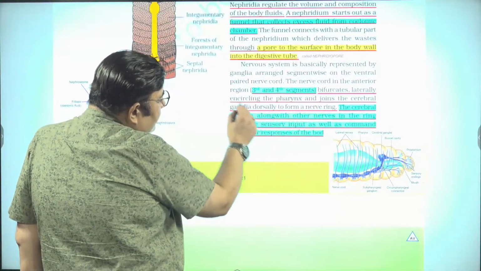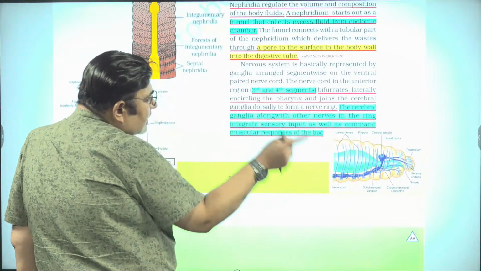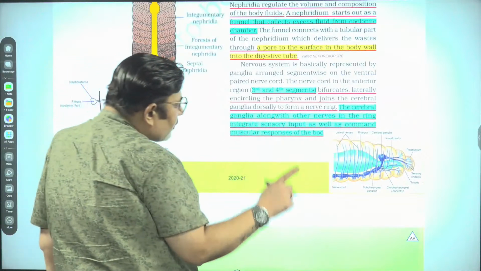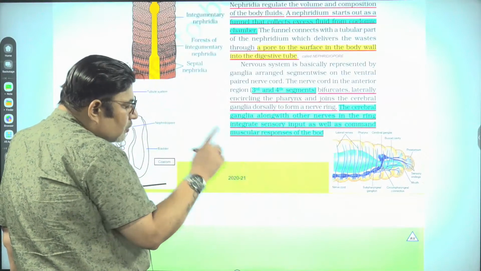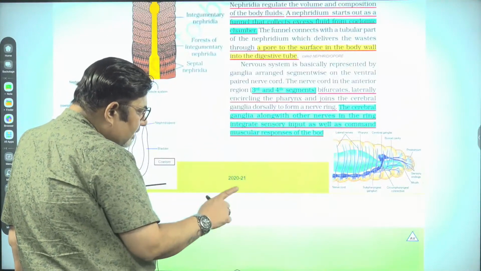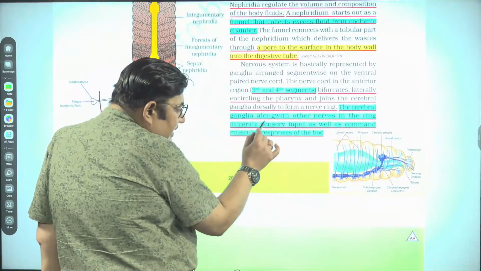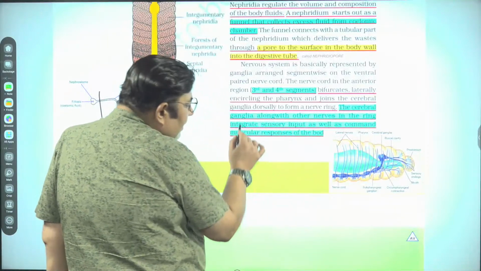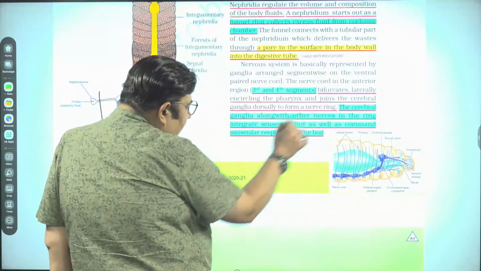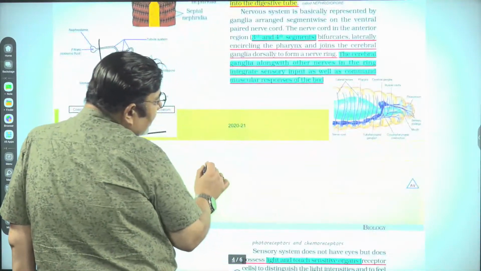The nerve cord in the anterior region, third and fourth segment, bifurcates laterally, encircling the pharynx, and joins the cerebral ganglia dorsally to form a nerve ring. The cerebral ganglia, along with other nerves in the ring, integrate sensory input as well as command muscular response of the body. I hope you understand now what integrate means, okay?